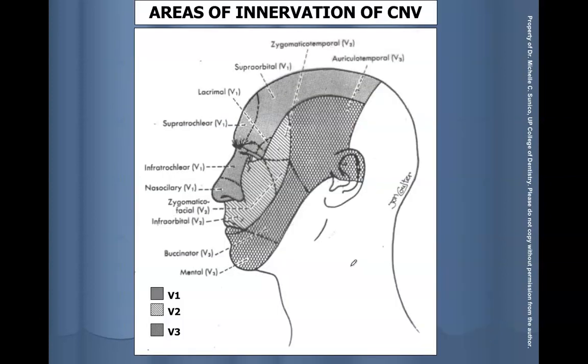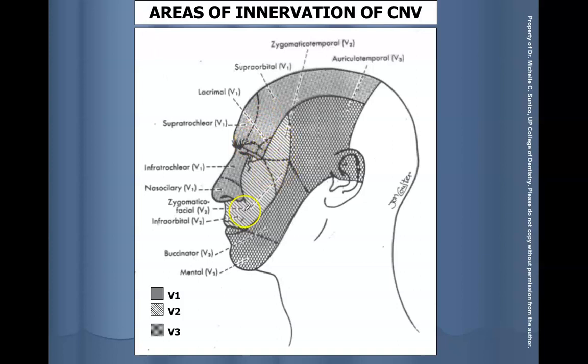These are the areas of innervation, or the areas that are innervated by cranial nerve 5, or the trigeminal nerve. Areas that are shaded like this are innervated by the ophthalmic nerve. As you can see, the ophthalmic division has nothing to do with the oral cavity.